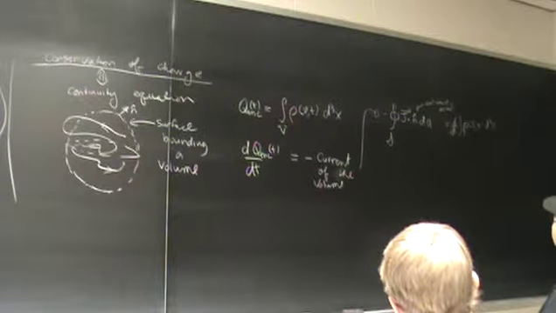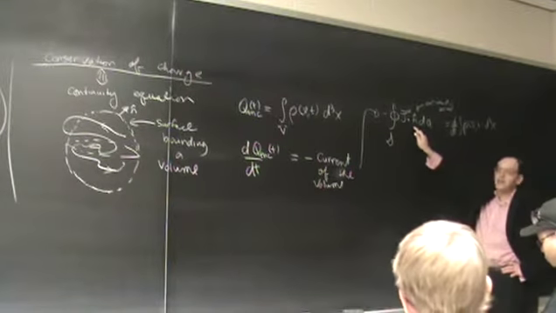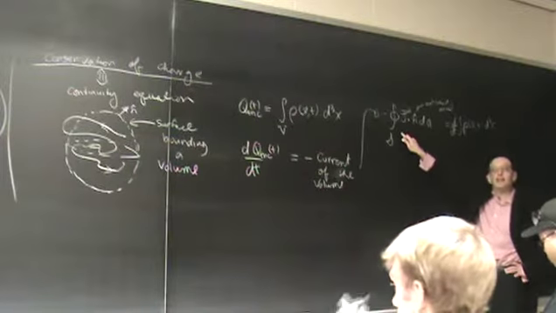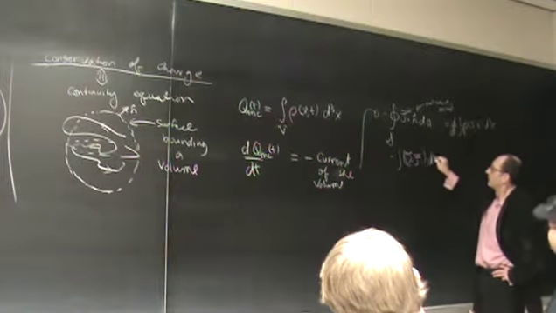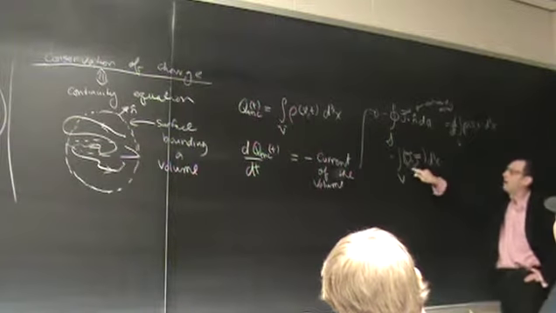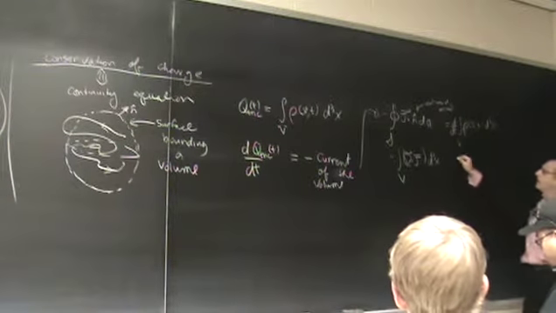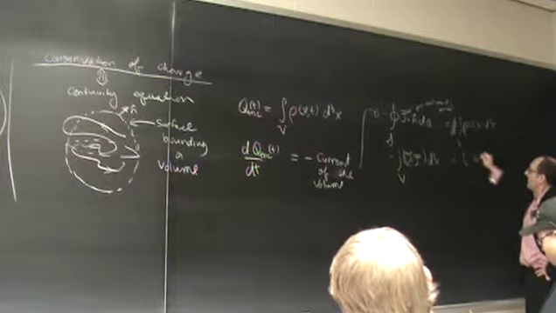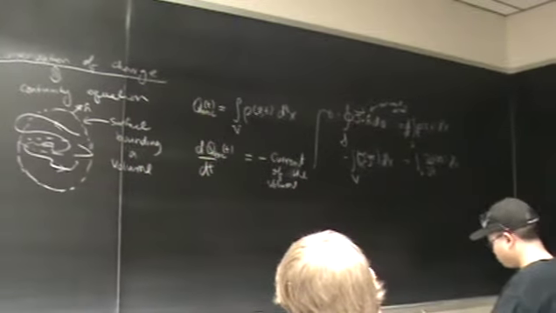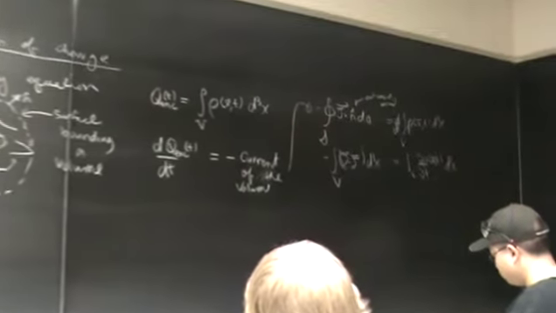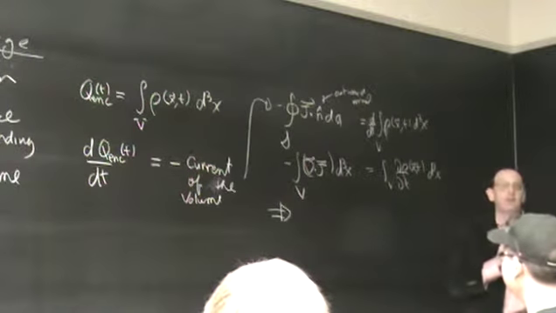All right. Now, according to the divergence theorem, the flux of a vector field through a closed surface is equal to the volume integral of the divergence of J inside that volume, right? That's the divergence theorem. And that is equal to, assuming the volume doesn't change, the d by dt comes inside. And thus, if this is true for an arbitrary volume, then the integrands must be equal.